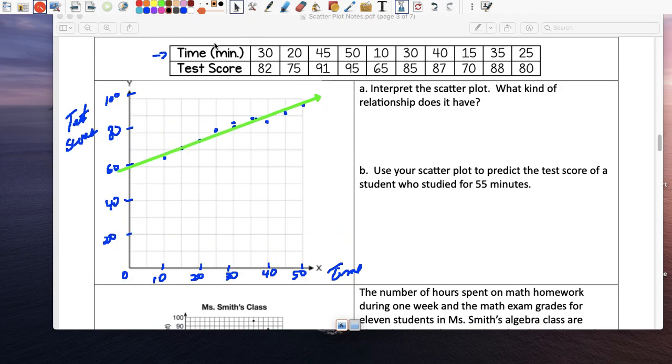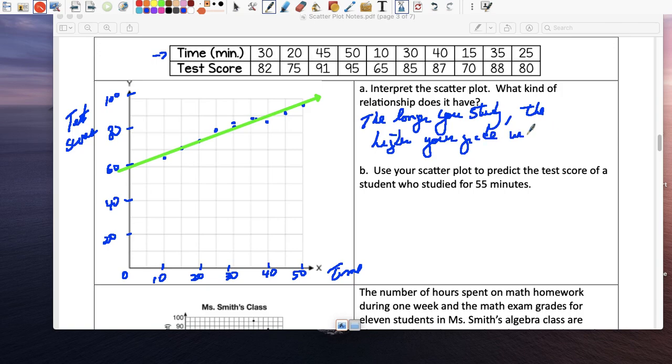Okay. Interpret the scatter plot. What kind of relation does it have? It says that the longer you study, it seems the higher your grade will be. That's what it looks like.